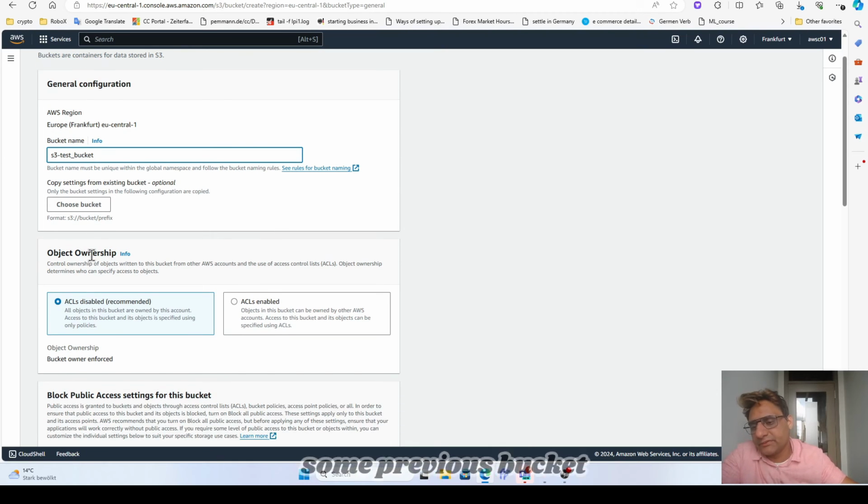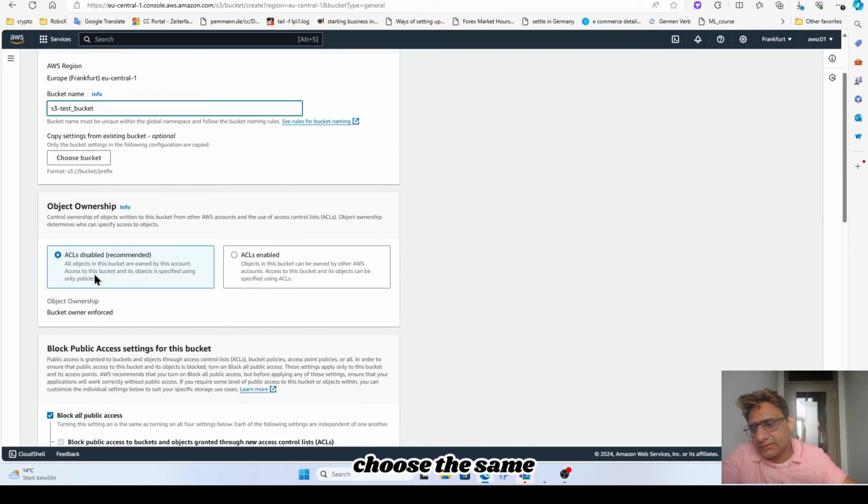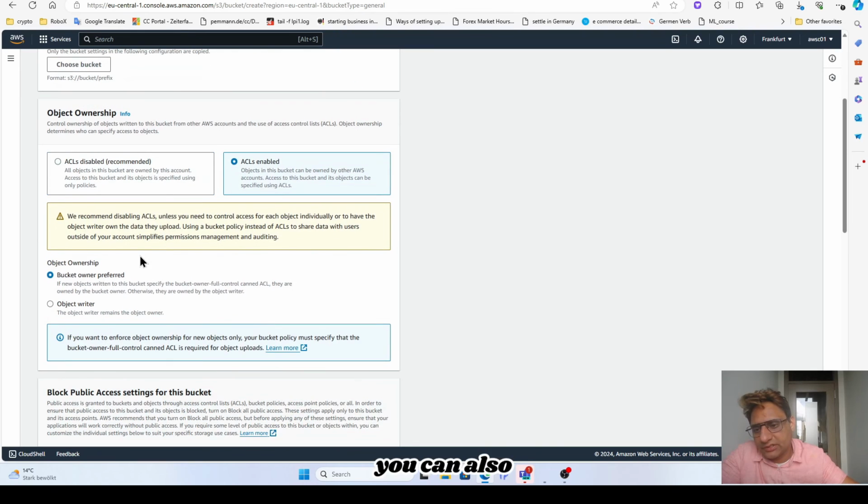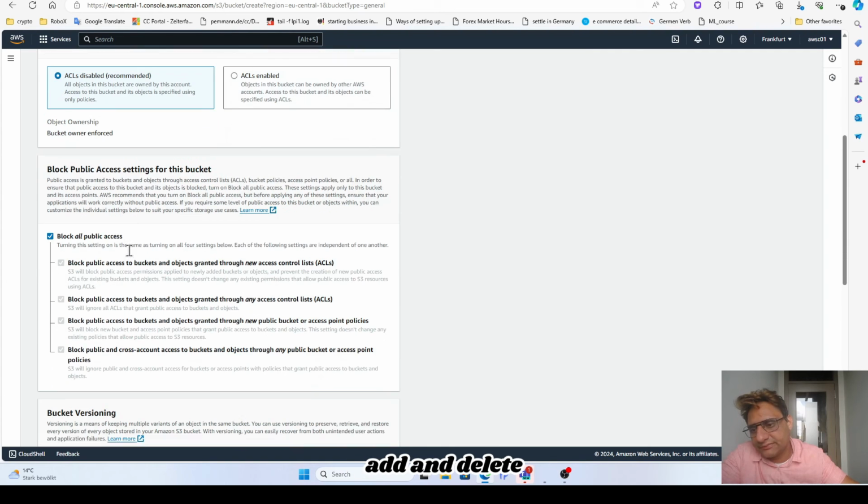If you have some previous bucket, you can always choose the same policy. You can also enable the access control list, and in this access control list, you can always add and delete stuff.